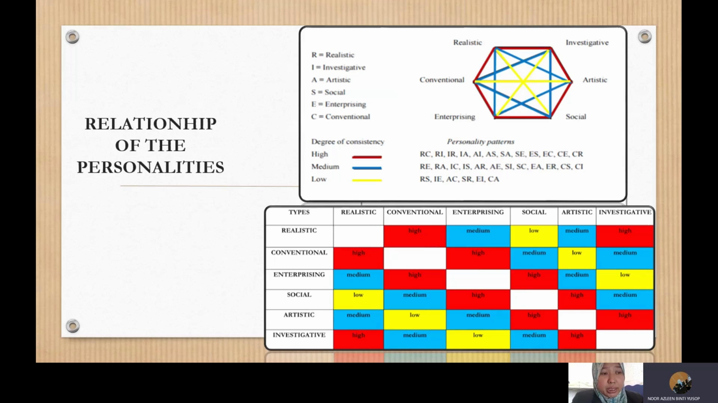Finally, the yellow one is the low consistency relationship. Only 3 groups can be classified here: social and realistic, very low; artistic and conventional, low; and also investigative and enterprising, which is also low. I think that's all from me.